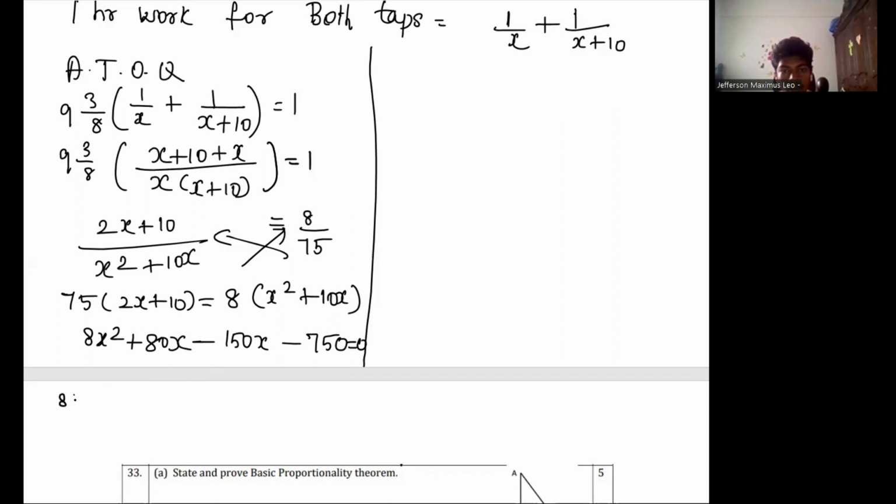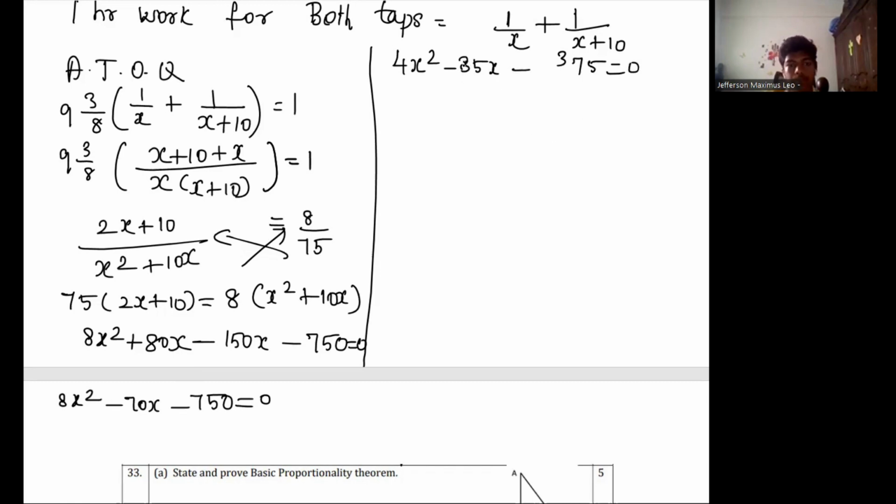Now 8x square. 80 minus 150 is 70. Ma'am, minus. So minus 70. Yes, ma'am. Minus 70x, minus 750 equal to 0. Common factor is 2, so divide through by 2. The solving part will become a little easier. 4x square minus 35x minus 375 equal to 0.